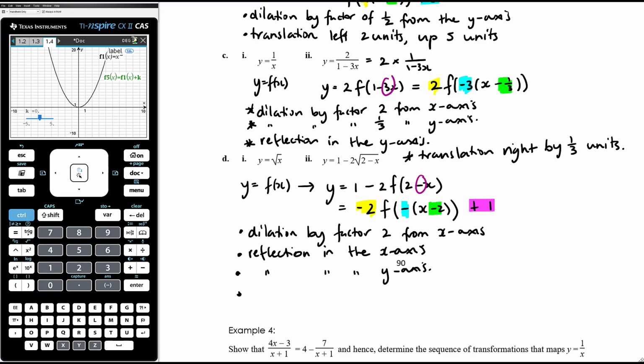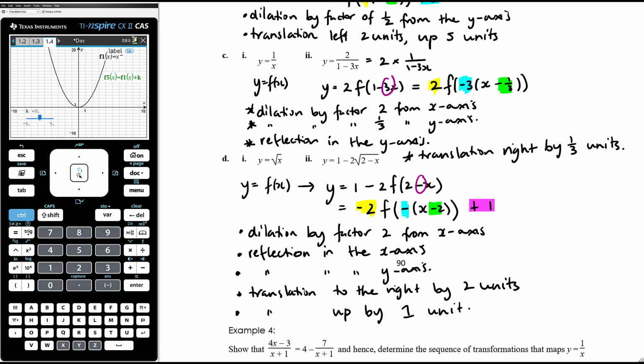Then we've got the minus 2, x minus 2 in the bracket, so that's a translation to the right by 2 units. And then finally we've got our translation on the end, translation up by 1 unit.